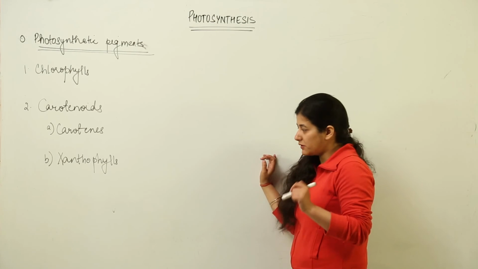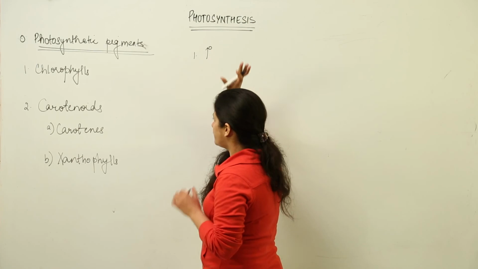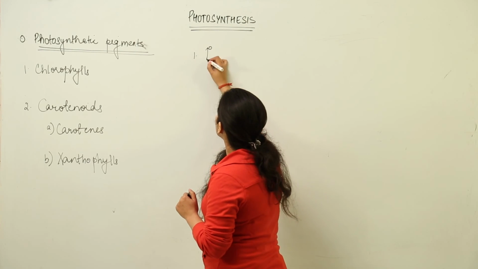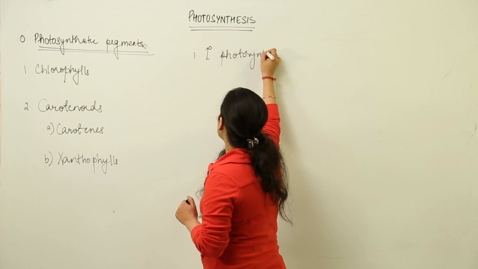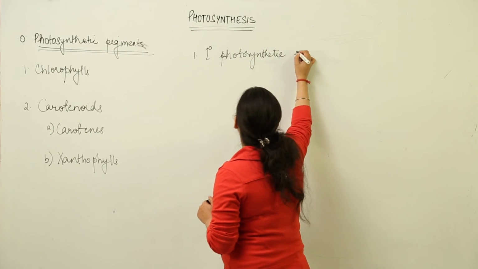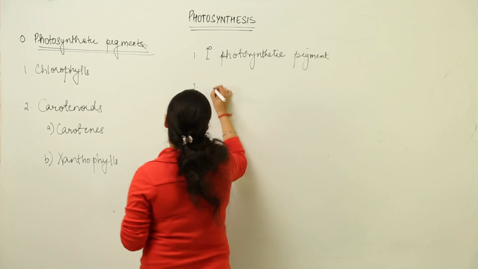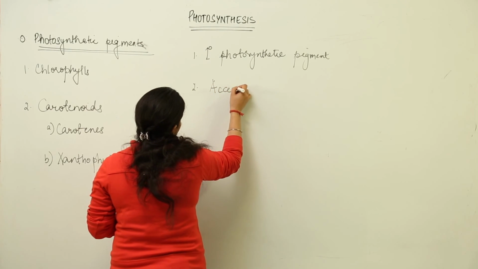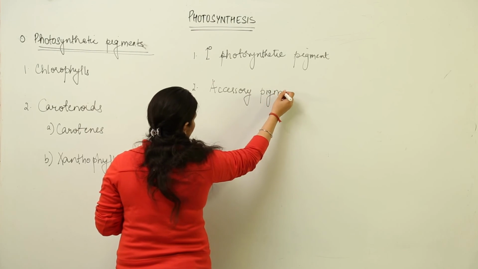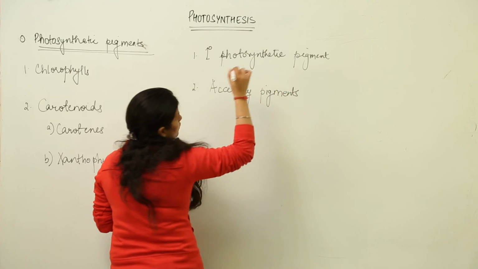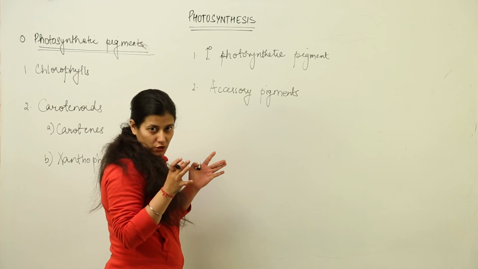First thing that you have to keep in mind is that the primary photosynthetic pigment is chlorophyll. Which chlorophyll, that we are going to discuss. So we have one primary photosynthetic pigment, and the remaining ones are known as accessory pigments, those which help the primary photosynthetic pigment by broadening the spectrum of white light that can be absorbed.